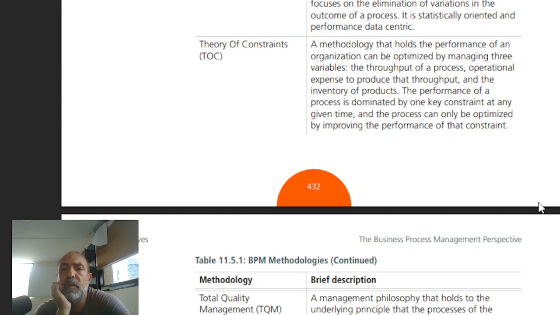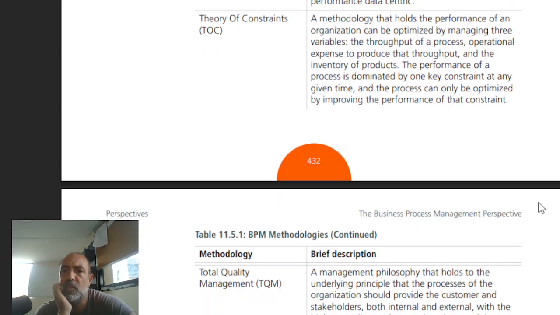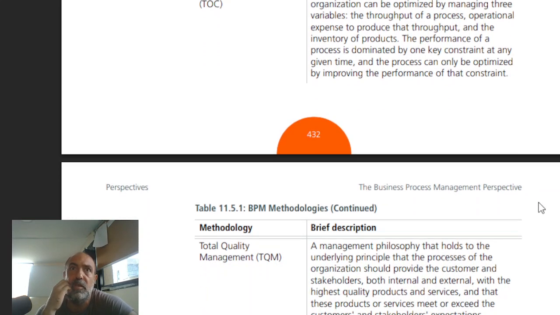But it seems theory of constraints is a lot more operational, right? The performance of a process is dominated by one key constraint at any given time, because something's coming out, and something's being consumed for it to come out. It's a systems approach. I'm getting this resource and doing this, it's costing me this much to do it, and then it ends with something else. It's very much a system.